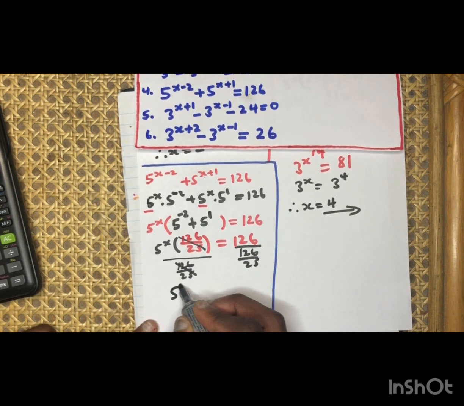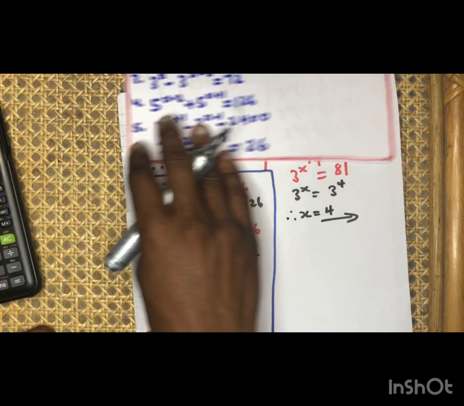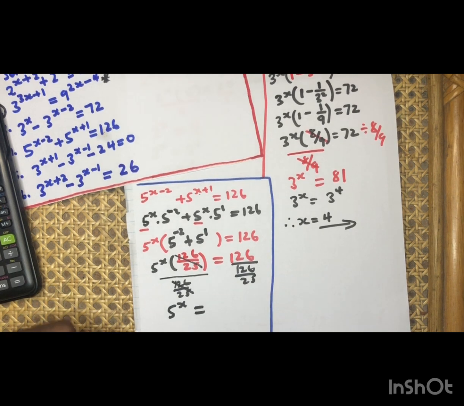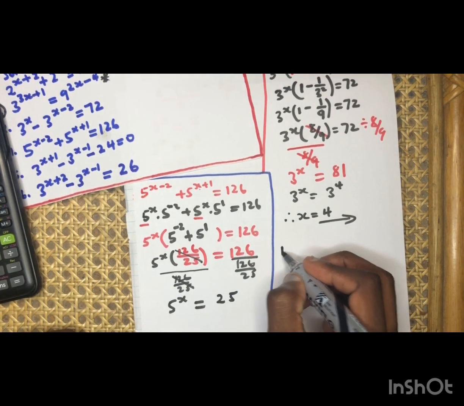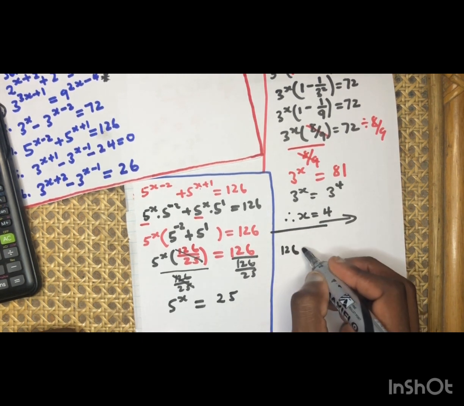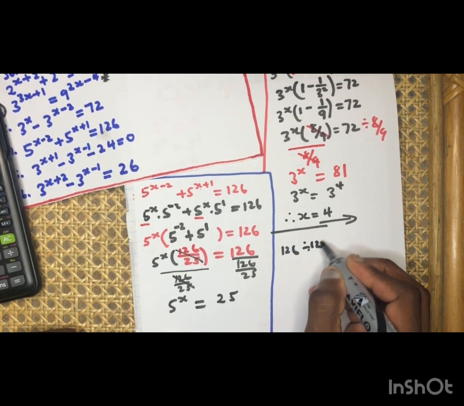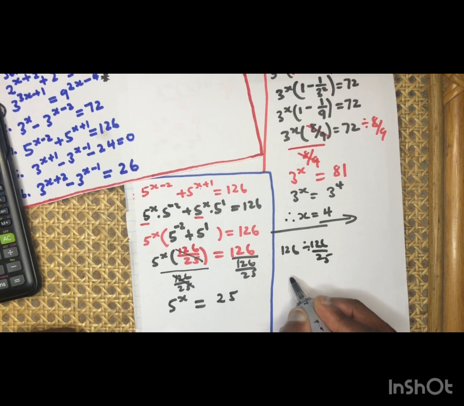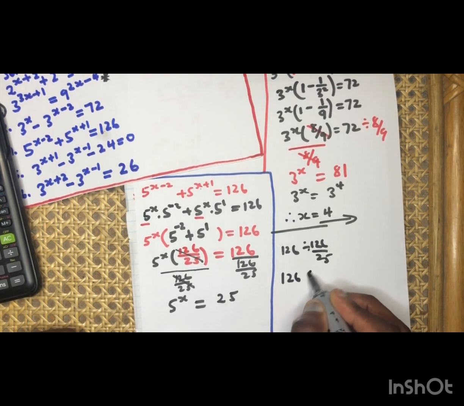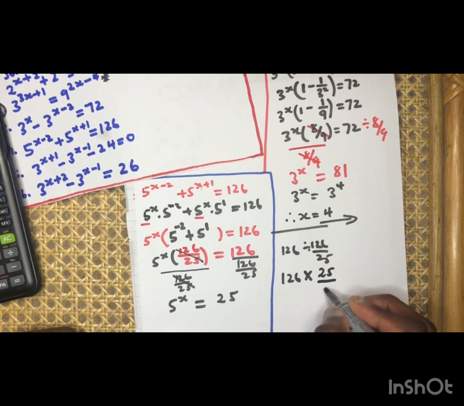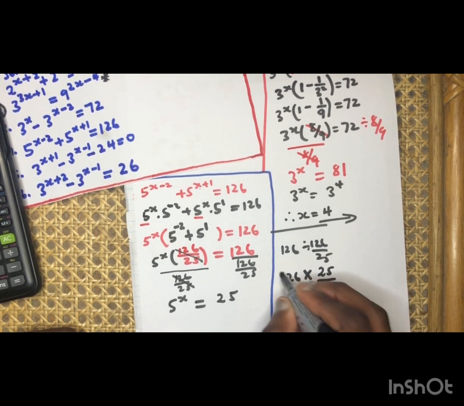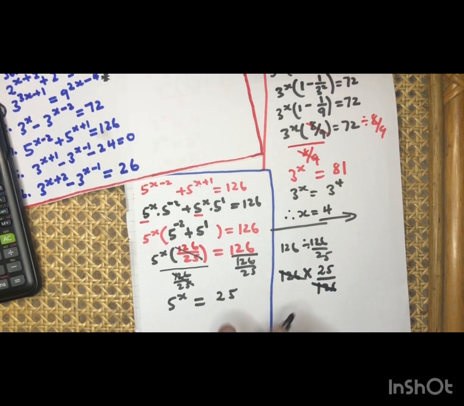Now we have 5 to the power x equals, remember, if you divide this one, you will get 25, because it's the same as 126 divided by 126 over 25. Then it's 126 times, then you do the reciprocal here. It's going to be 25 over 126, so this would cancel out. So then we have this one.